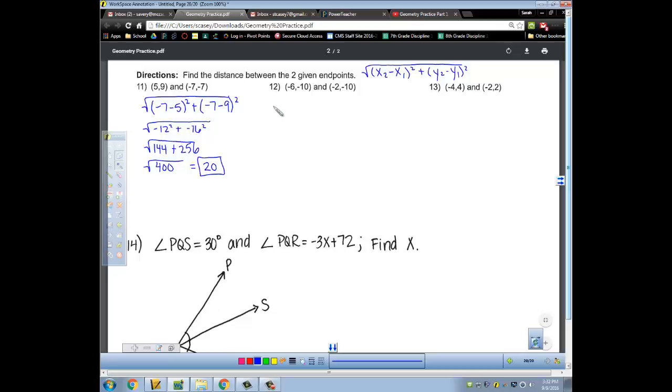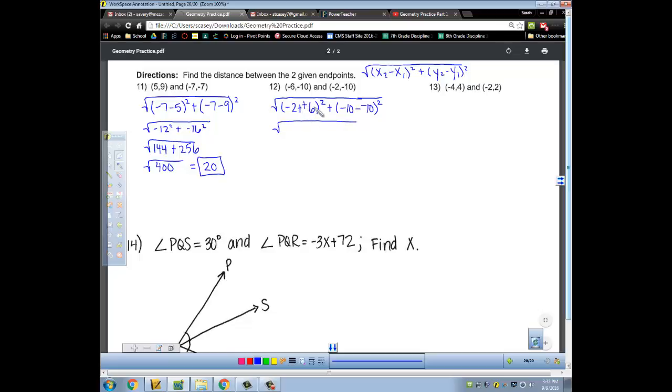Okay, number 12, doing the same thing. So start off with just the basic formula. Subtract your x's, so negative 2 minus negative 6, plus negative 10 minus negative 10. So just because they were negatives, we still write minus negative. Okay, so square root, negative 2 minus negative 6, that's the same, we do plus plus.